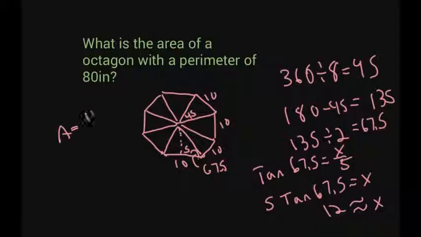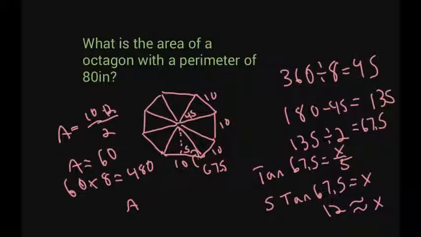Area equals 10 times 12 divided by 2. We know 10 divided by 2 is 5, so 5 times 12 is 60. So the area of one triangle is 60. We multiply that by 8, and we would get 480. So our area of that octagon would be about 480, and let's say these were inches squared. My square got kind of in my angle measure there.